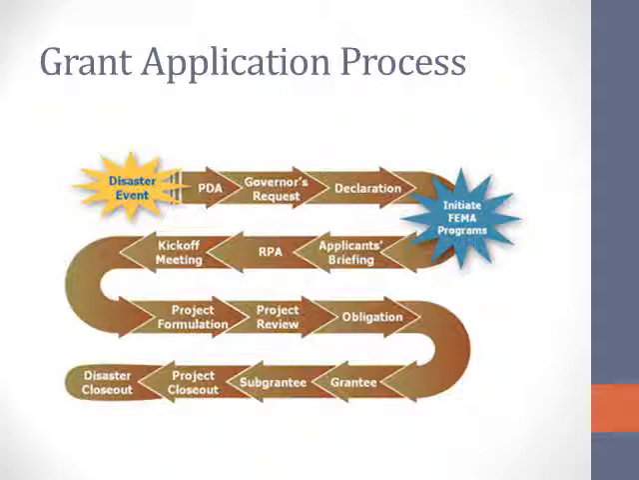Then the projects are reviewed. All aspects of the projects are reviewed and approved for funding. Next is obligation. Through obligation, FEMA notifies the grantee that the federal funds are available but reside in a federal account until the grantee is ready to award grants to the appropriate subgrantees.